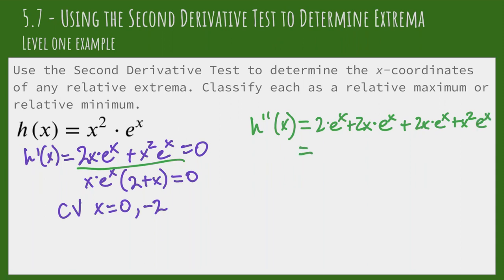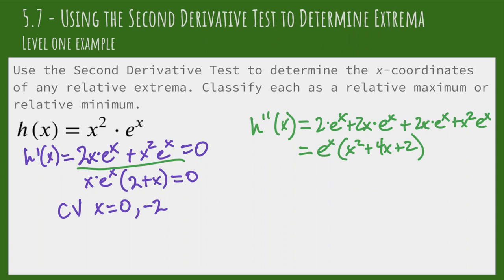And I'm going to simplify that. I'm going to start simplifying by factoring the e to the x out. And then we're going to have x squared plus 4x plus 2 left inside. We don't need to set this equal to 0. And indeed, this expression right here, we'd have to use the quadratic formula because that doesn't factor, but that's okay.